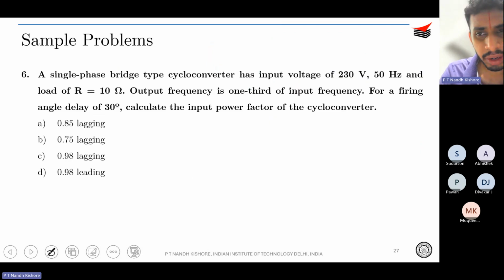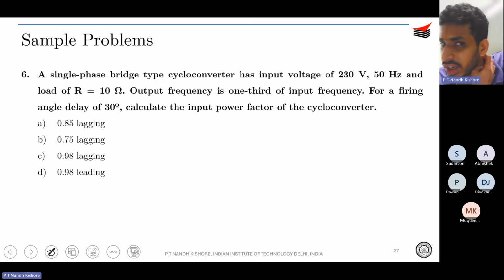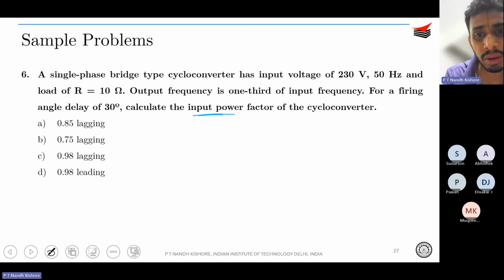It is very similar to the previous question, same question only. A single phase bridge type cycloconverter has input voltage of 230 volt, 50 hertz, and a load of R equal to 10 ohms. Output frequency is 1/3 of the input frequency. Same question. For a firing angle of 30 degrees, calculate the input power factor of the cycloconverter. It's the input power factor.